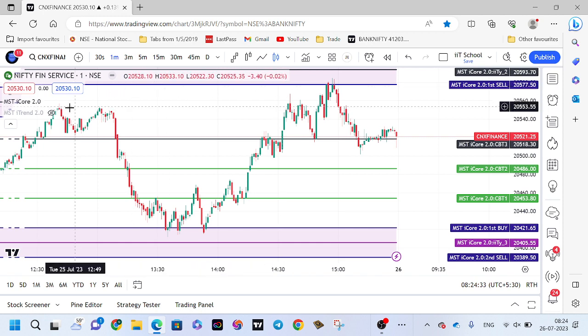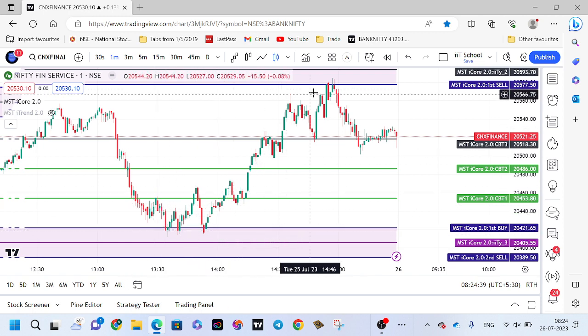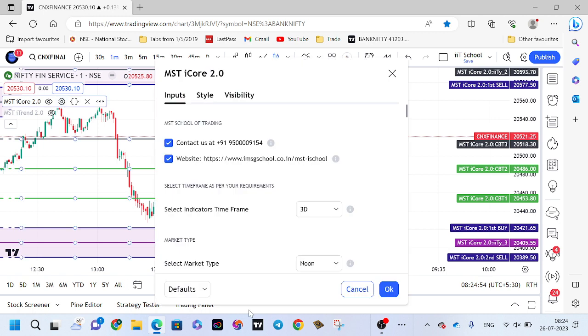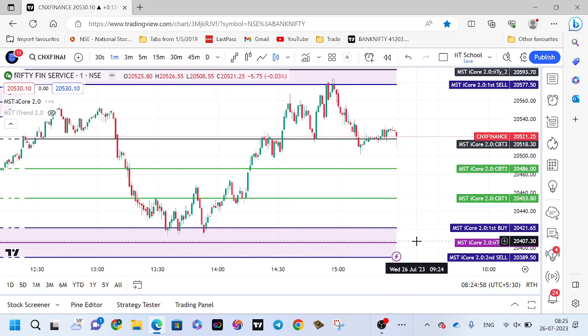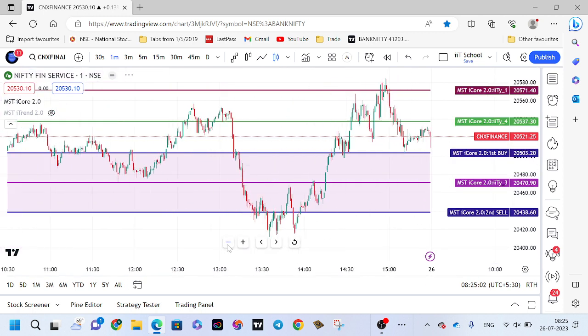So from here we got the sell entry, we got all targets hit. Again we got the buy entry, then we got all the targets hit. Again we got the sell entry, then we got 2 targets hit. So this is how we are trading. This is the simplest method available in the world. Now again I am keeping default settings.